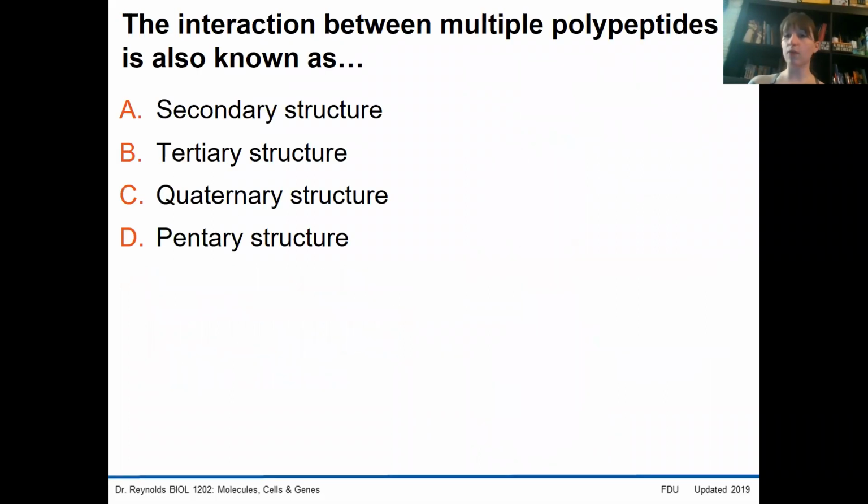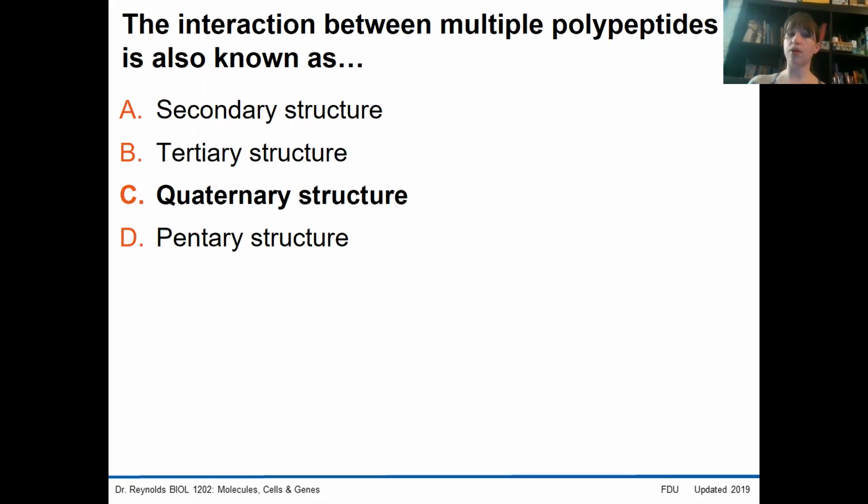Now, what if I were to draw you back? Remember that enzymes are proteins. Proteins function based on primary, secondary, tertiary, and quaternary levels of structure. So the interaction between multiple polypeptides would be known as which of the following? Tell me on Socrative. Good. That would be quaternary structure.